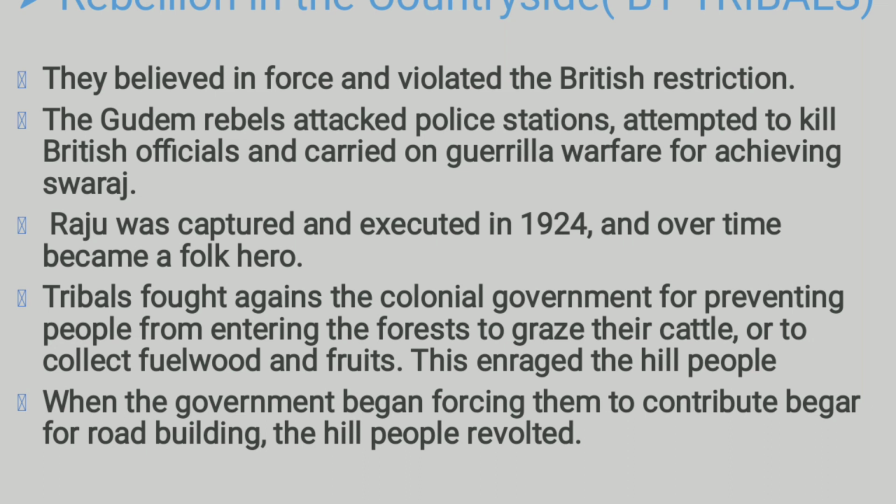When the government began forcing them to contribute beggar, unpaid labor, for road building, the hill people revolted. They wanted to build a road on the hill station. So the government and the British were forcing them, but the people did not want to build it. Then the hill people revolted.